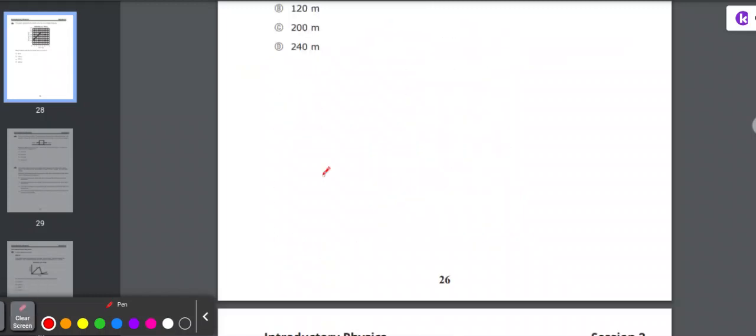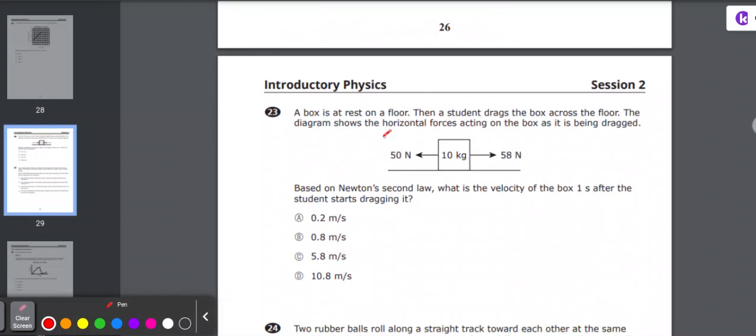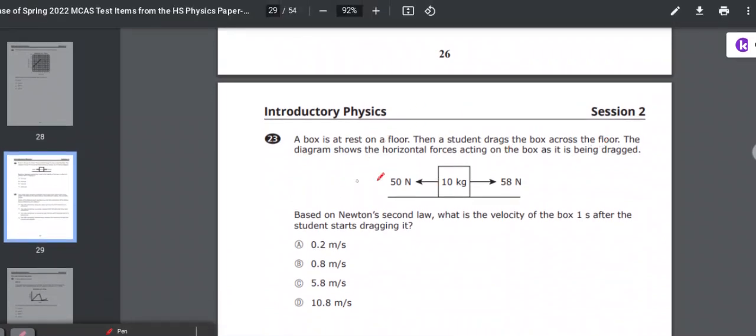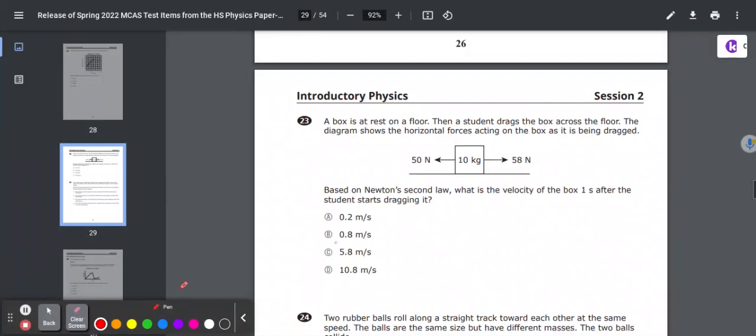Let's move on. Number 23. A box rests on the floor. The student drags it. A force is shown. Based on Newton's second law, what is the velocity? So we want to find the final velocity. The acceleration here is the net force, which is 8 newtons, over the mass, 10, so 0.8. And then we can use vf = vi + at, with vi being 0, to see that vf is just 0.8 times 1, which is just 0.8. So the answer is B. And we can move on.